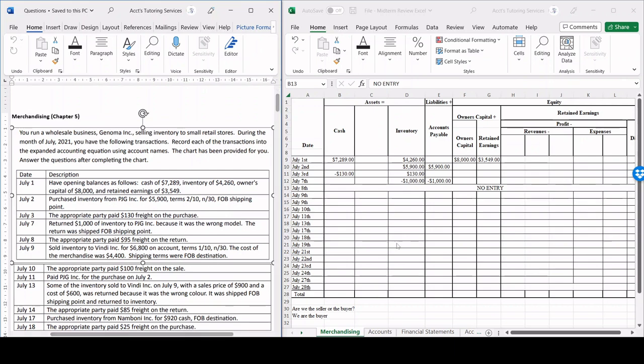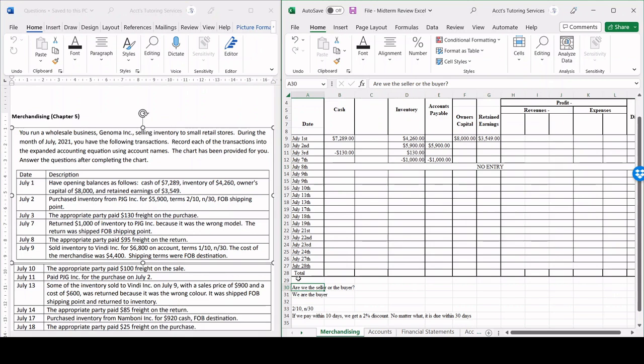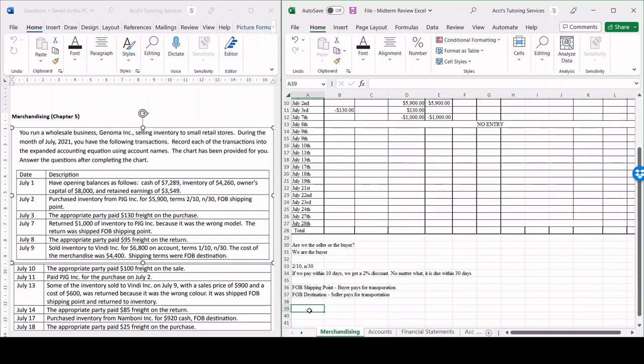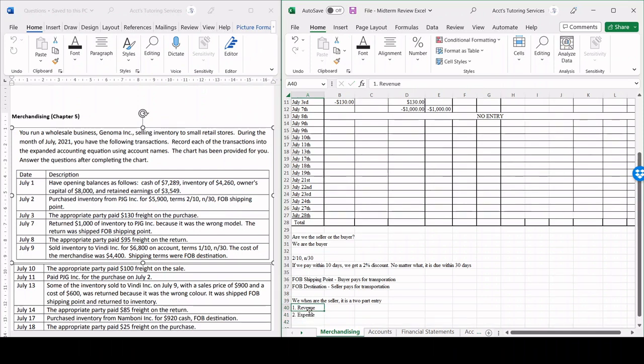Okay, so once again, are we the seller or the buyer in this specific situation? Since we sold something, we're the seller. Simple as that. Okay, when we are the seller, it is a two-part entry. Keep this in mind. First, we have to update the revenue. Second, we have to update the expense. So let's update the revenue first. The revenue has to do with the higher amount because remember, we're going to sell these products for a profit.